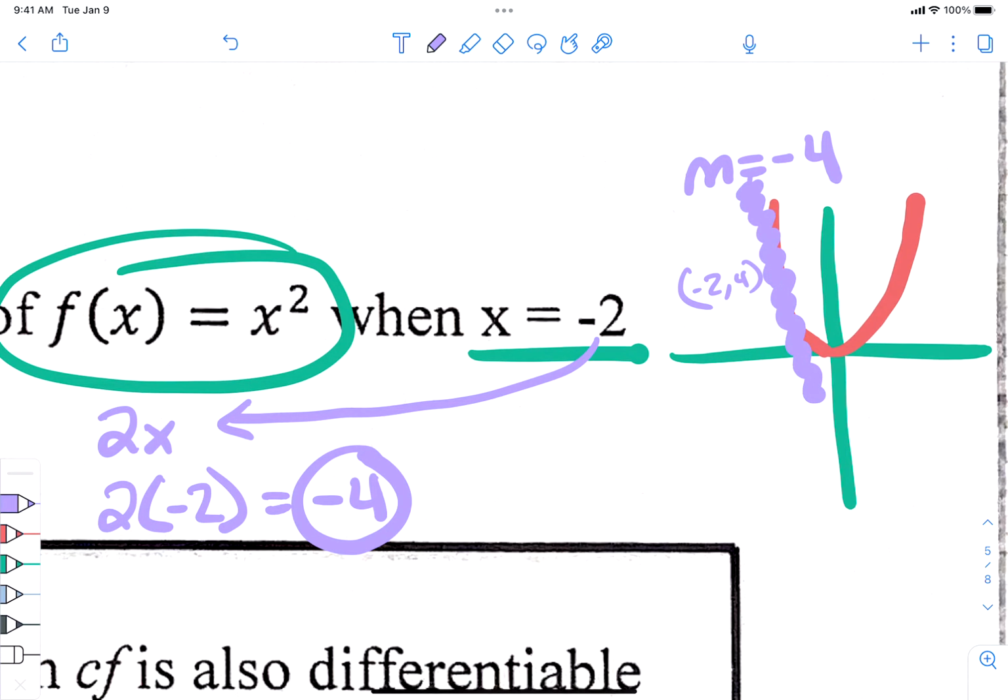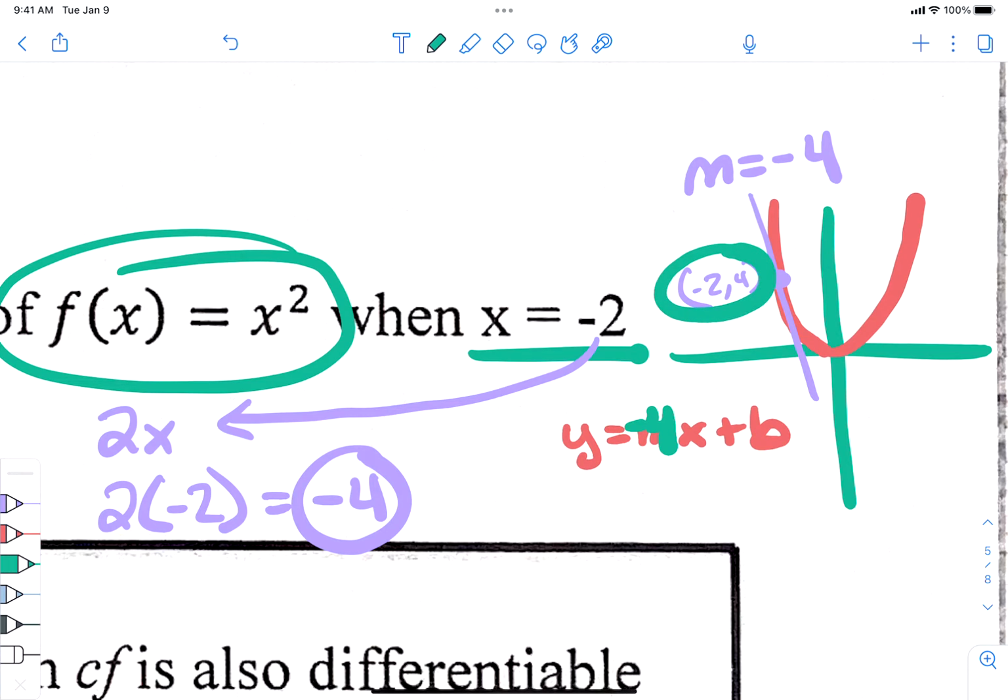Well, if it's a line, it's a linear function, right? What does a linear function look like? Y equals mx plus b. We just found m, didn't we? We found m was -4. Now, how do we find what b is? You plug in -2, 4.